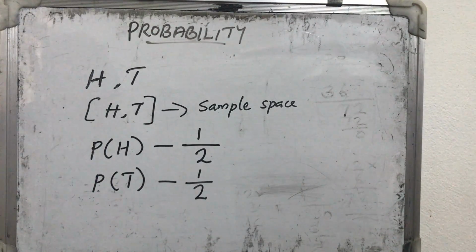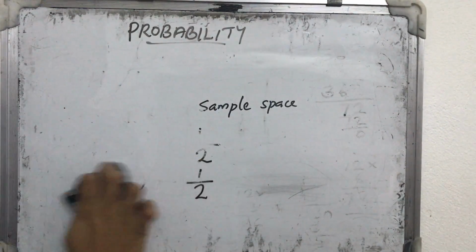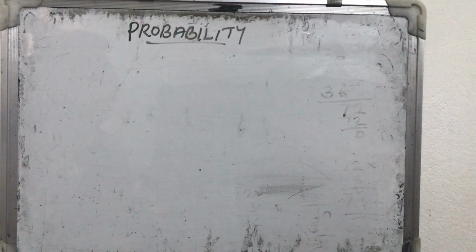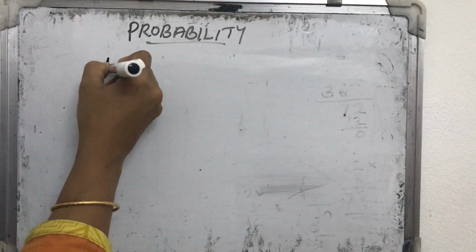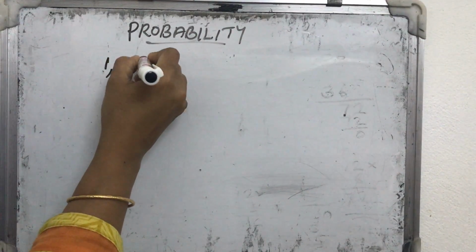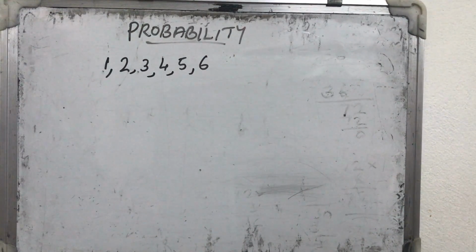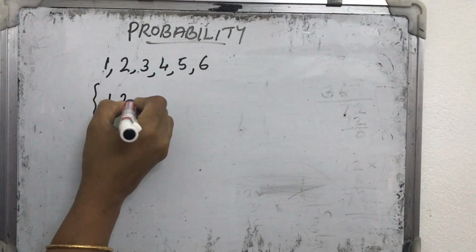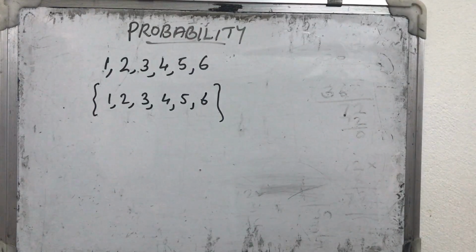Now we can take another example. When we throw a die, how many chances are there? First we can discuss what the outcomes are when we throw a die. There will be 1, 2, 3, 4, 5, 6. These are the outcomes that happen when we throw a die. How do we represent the sample space? The sample space is 1, 2, 3, 4, 5, 6 together, all the outcomes.